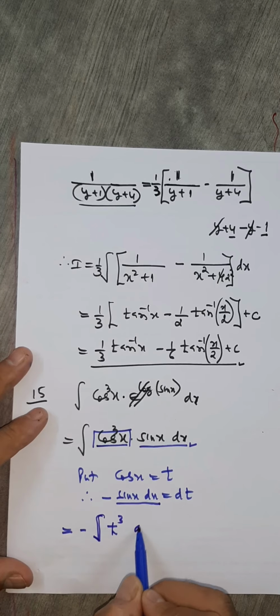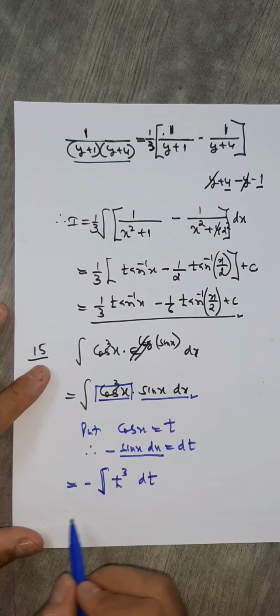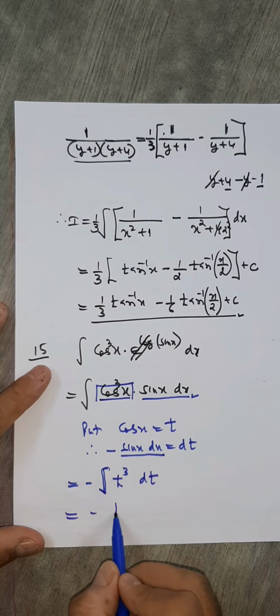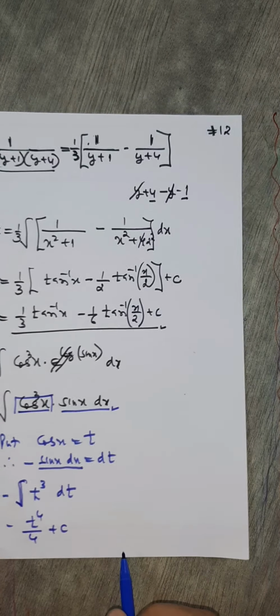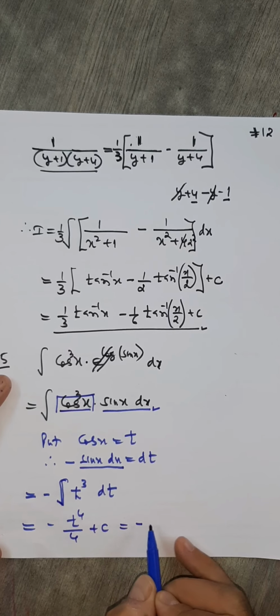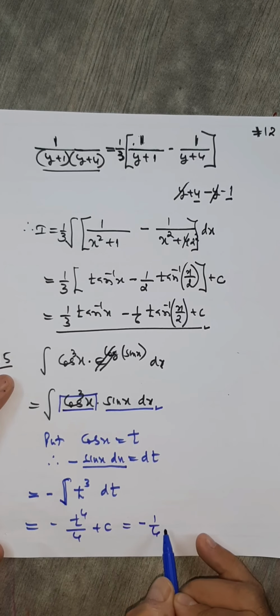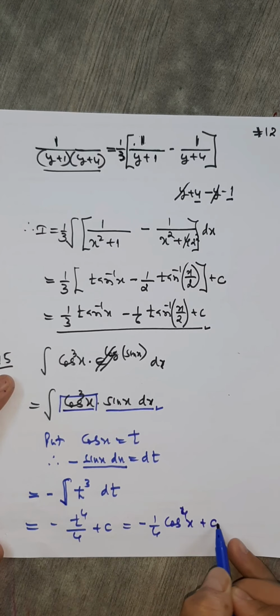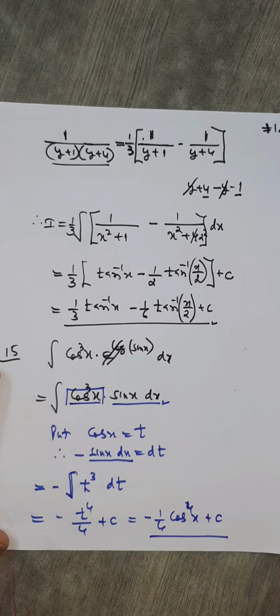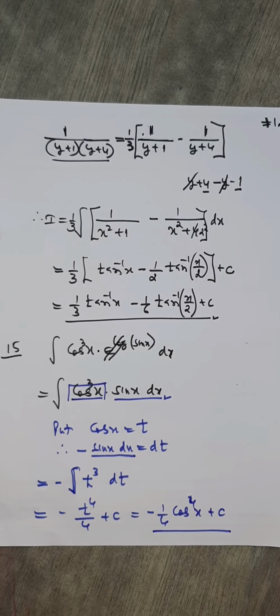This is t cube dt. What is the integral of t cube? That is t raised to 4 upon 4 plus c. So you have minus 1 by 4. What is t? That was, you know, cos x. So cos raised to 4 x plus c. That's the required integral in question number 15.